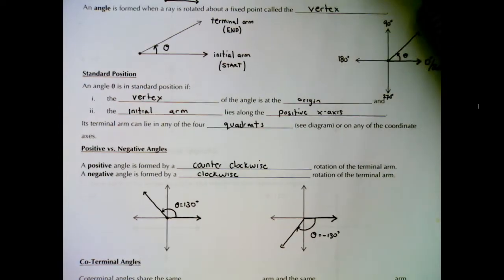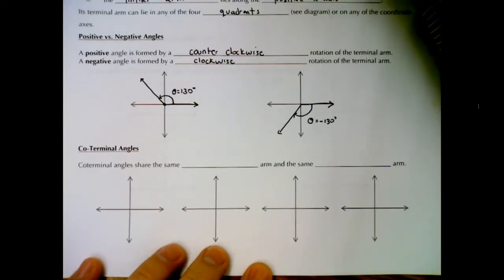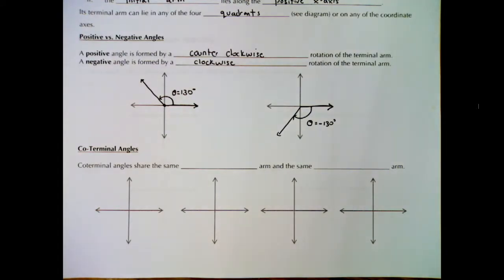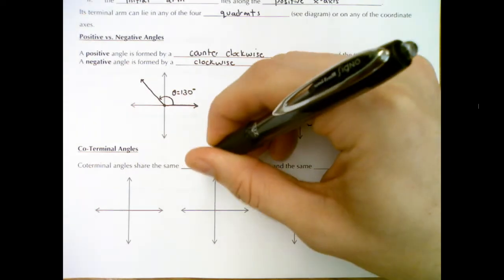Another piece of terminology that we need to be familiar with is something called a coterminal angle. Coterminal angles are angles that share the same initial arm and the same terminal arm.